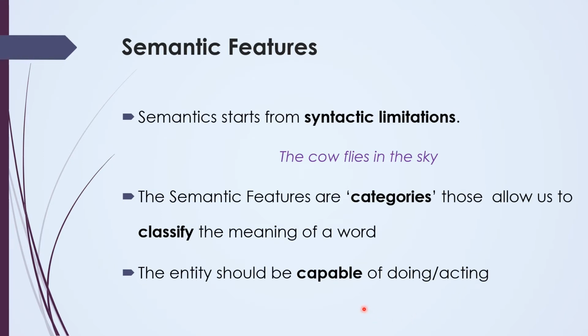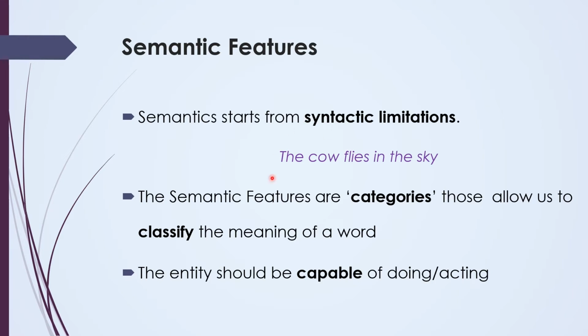So the semantic features. What are the features of semantics? In other words, we can say that we already know that semantics starts from syntactic limitations. So there are limitations. We are talking about this sentence. We know this sentence has issues. This sentence has limitations, like the phrase "the cow" doesn't go with the word "flies." So that's the limitation we are talking about, and that limitation can be found under syntax.